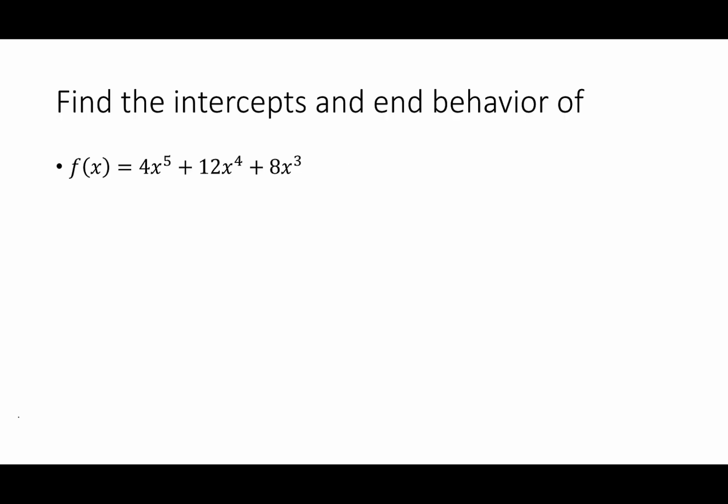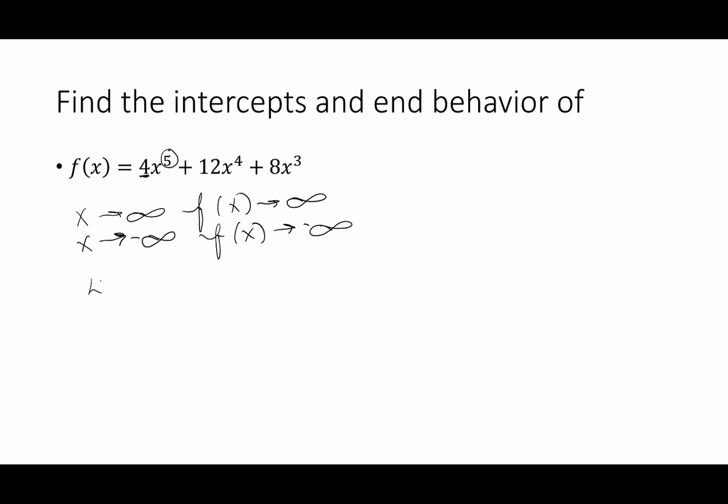In this one, we are going to again find the intercepts and the end behavior. So let's start with the end behavior. It'll be easier. Seeing that 4 is positive says when x goes to infinity, f of x will also go to infinity. Because 5 is odd, when x goes to negative infinity, I think odds are opposite, so it's going to go to negative infinity.